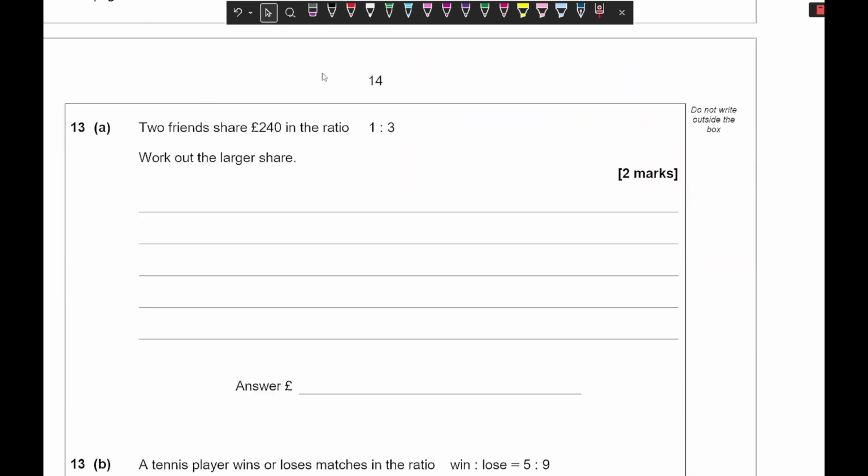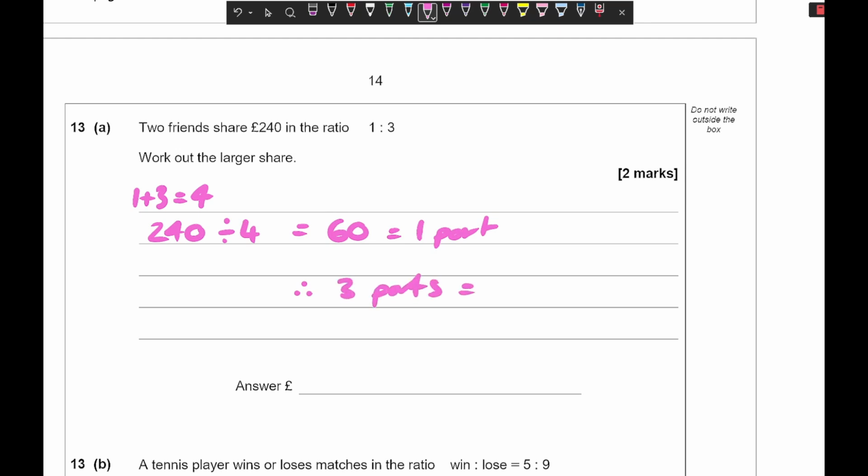Moving on to question 3, it says 2 friends share £240 in the ratio of 1 to 3. Work out the largest share. So looking at this, we're sharing an amount in a ratio. So 1 plus 3 is 4. And then 240 divided by 4 gives me 60. So that's what equals 1 part. Therefore 3 parts, which is the larger part, is going to be 3 times 60, which gives me an answer of 180.